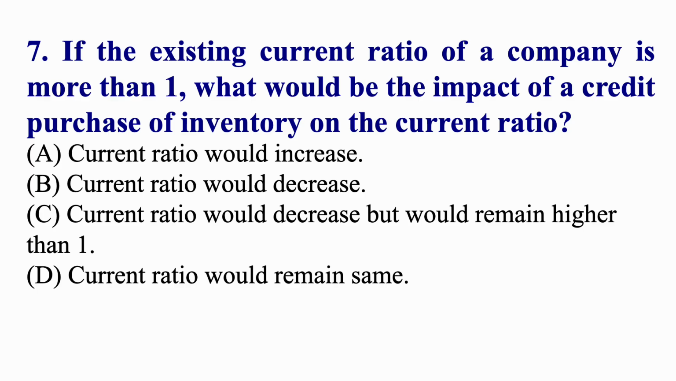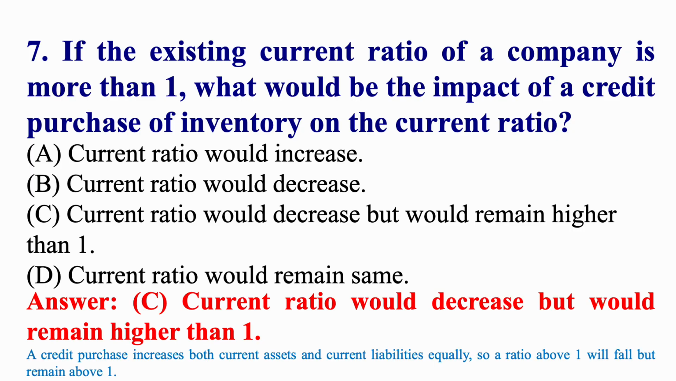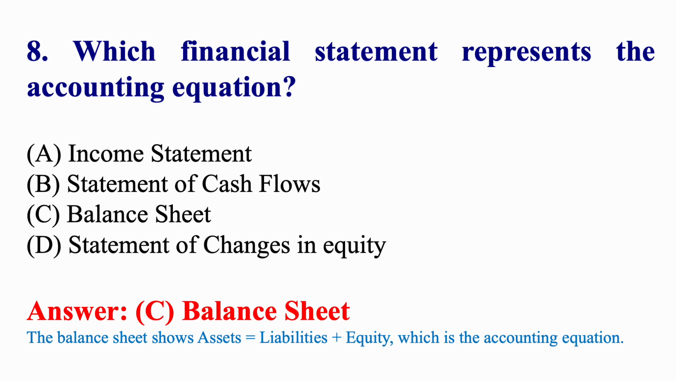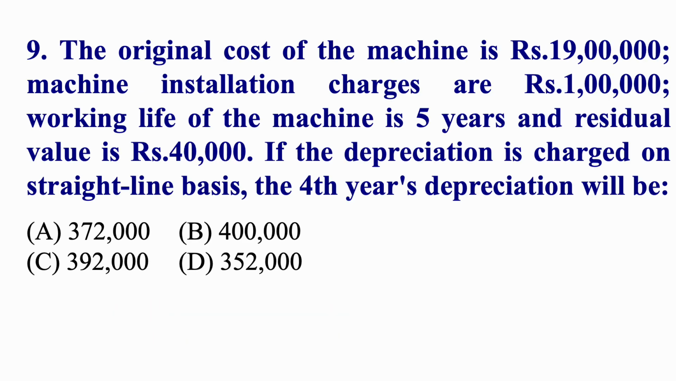a credit purchase of inventory on the current ratio? Current ratio would decrease but would remain higher than 1. Which financial statement represents the accounting equation? Balance sheet. The original cost of the machine is rupees 19 lakh.